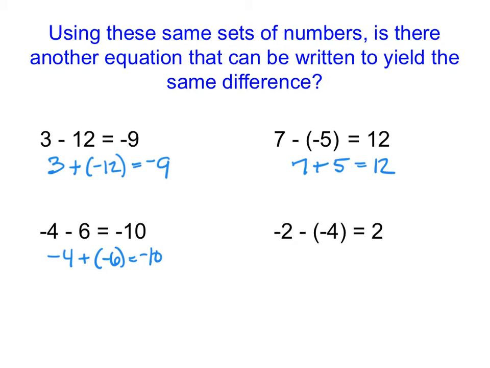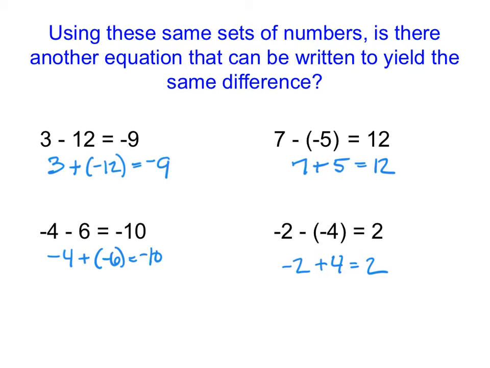And then the last one, I have negative 2 minus negative 4 is equal to a positive 2. So how could I rewrite this so that when I add a negative 2 and a positive 4, I get a 2? That would be negative 2 plus 4 would equal a 2. So notice what I did in each of these problems. I turned them from subtraction problems into addition problems. These are now all addition problems.